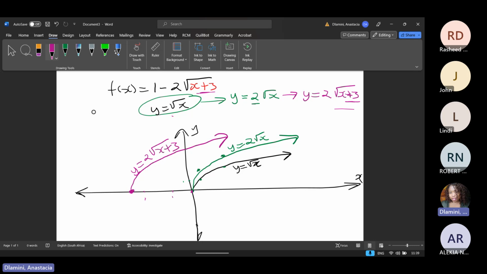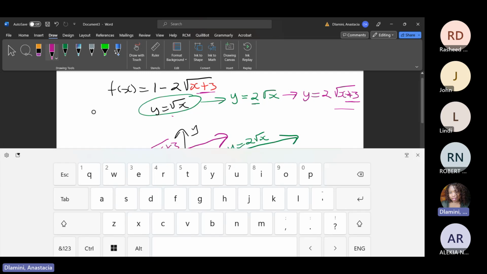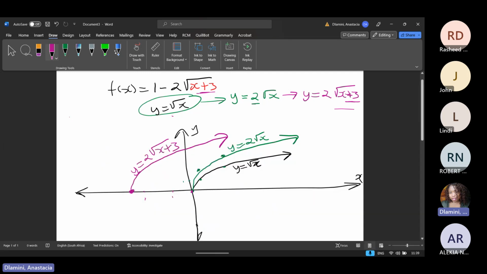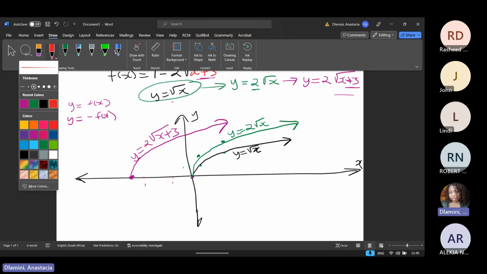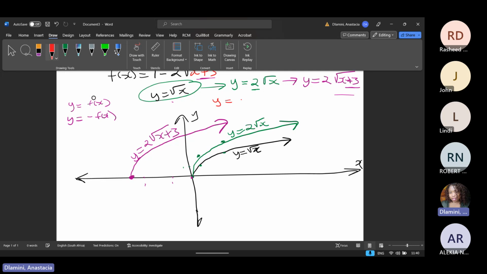But we are not done. There's a negative next to 2. What does that mean? If we go back to our transformation, we notice that if you have y is equal to f of x, and you multiply the f of x by a negative, this just means that the graph was reflected in the x-axis, or about the x-axis. So if we multiply this 2 by negative, we have y is equal to negative 2 square root of x plus 3.